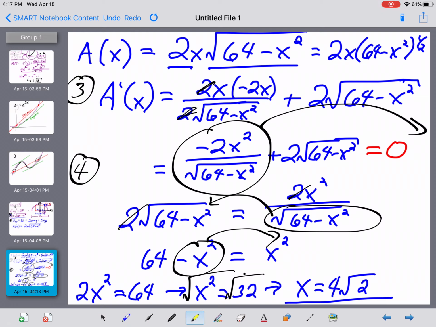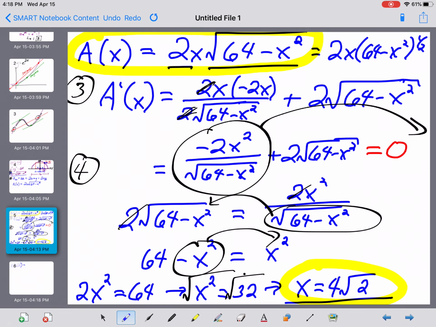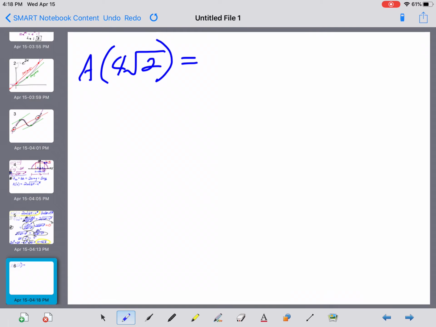So to answer that, we're going to go back to this formula that we have right over here, guys, which was our area expression, and we're going to evaluate that when x is equal to 4 root 2. And at this point right here, if you wanted to use your calculator, I would understand if you did, but hey, where's the fun in that? All right, so let's see if we can't wing this thing. So we're taking our area function and evaluating it now for an x value of 4 root 2. Okay, so A of x was equal to 2x times the square root of 64 minus x squared.